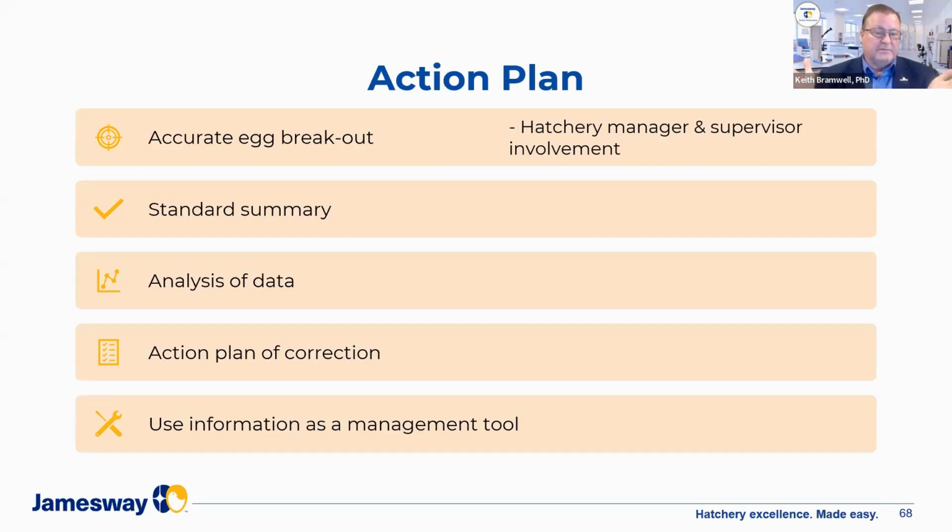So have an action plan. Use the information as a management tool. Gather it, sort it, compile it, put it in graph form, however is easier for you to look at it. And then make sure the hatchery manager and supervisor are intimately involved with that so they know what's going on and things aren't just happening. They kind of know what's going on.